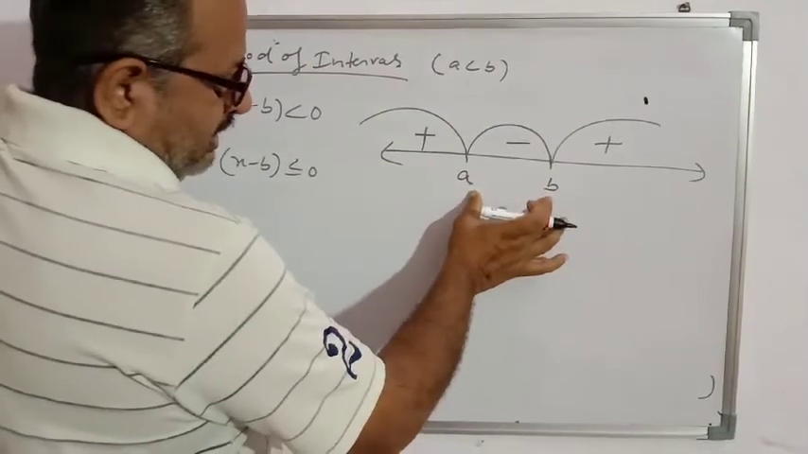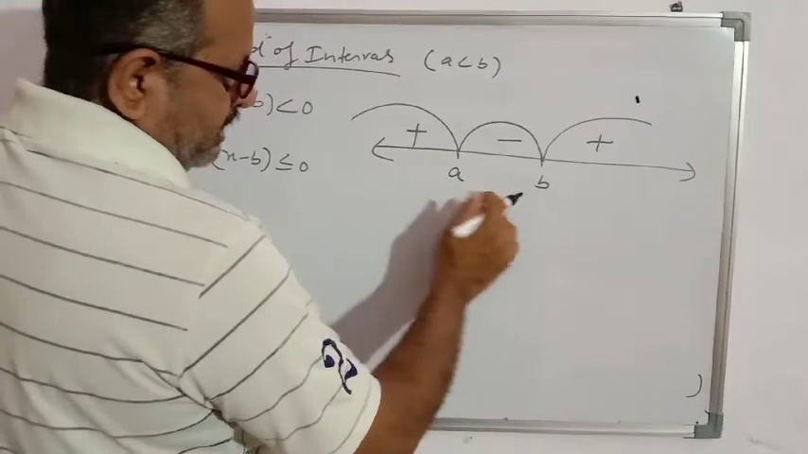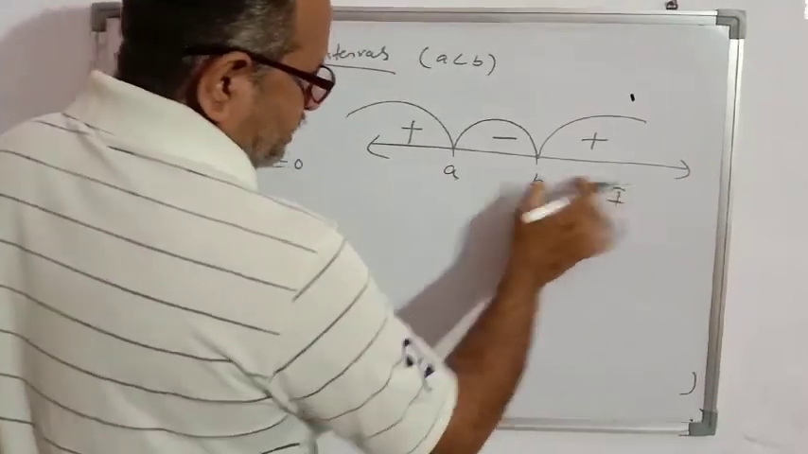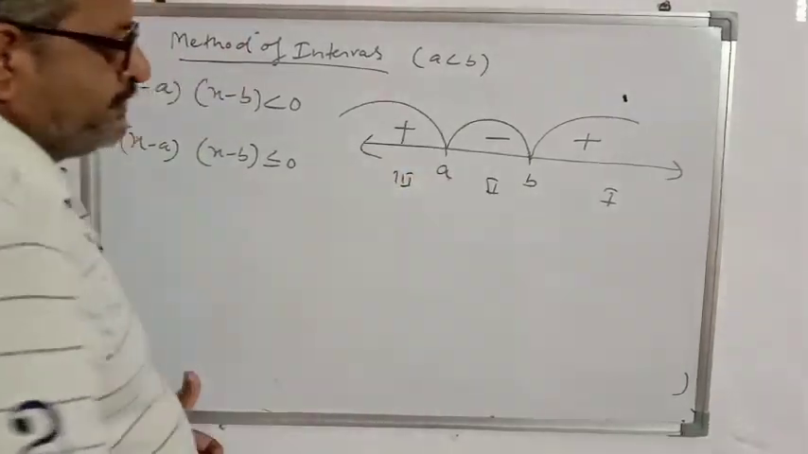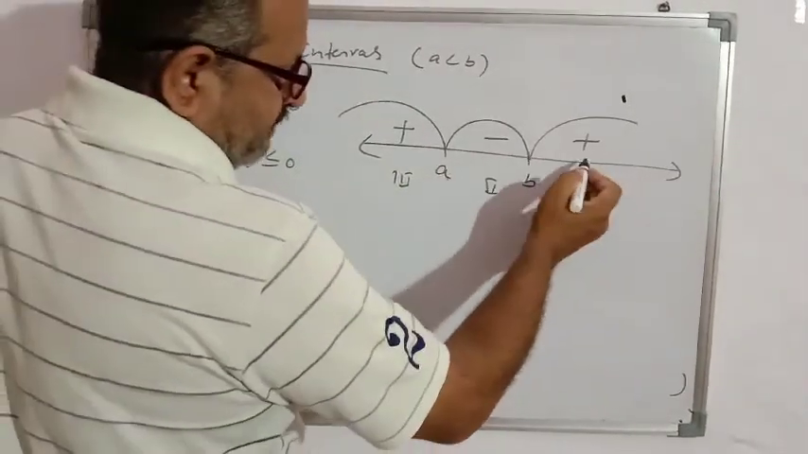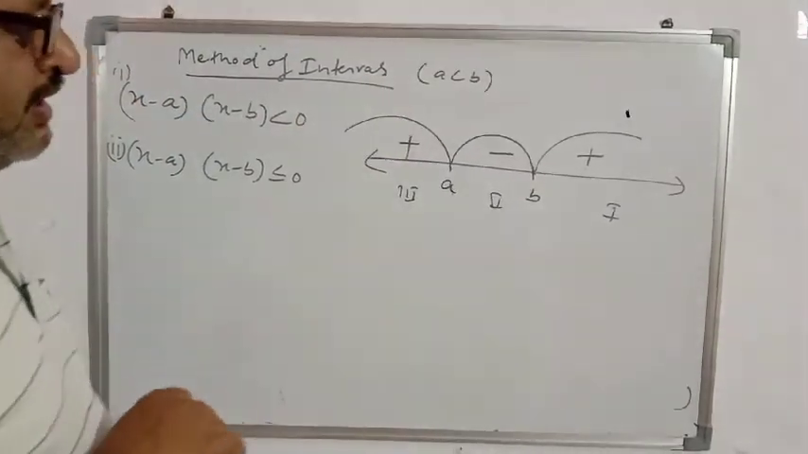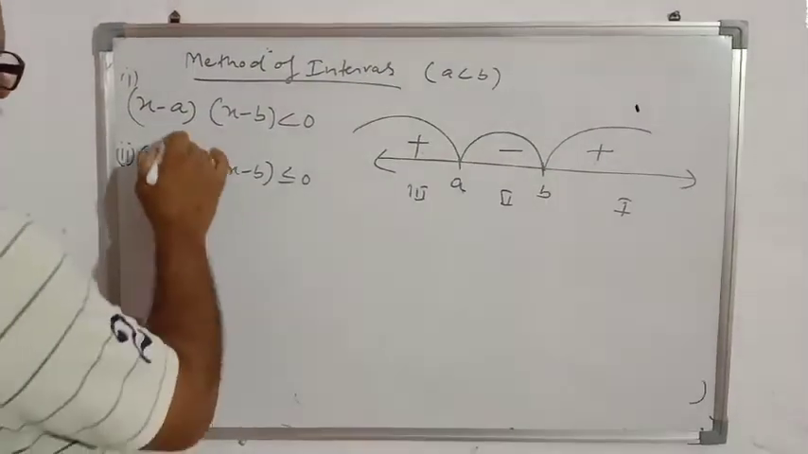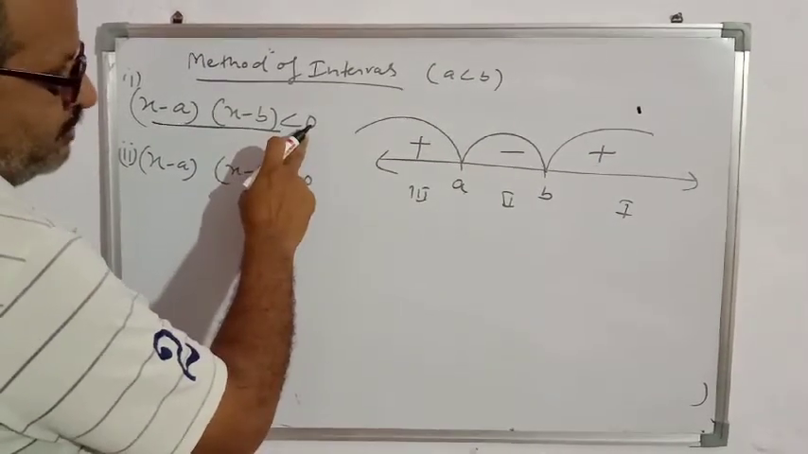These two real numbers a and b divide the whole real number line into three parts. This is the first part, this one the second part, and this is the third part. From the right side we take positive, negative, alternately. It means the product (x minus a)(x minus b) less than 0. Less than 0 means negative.